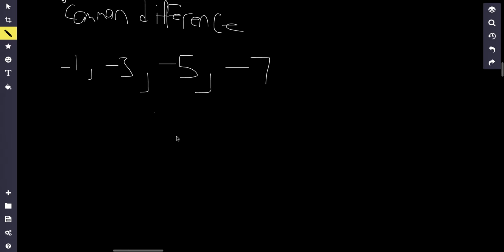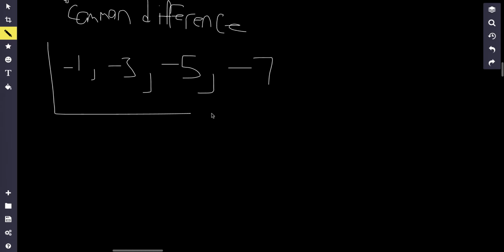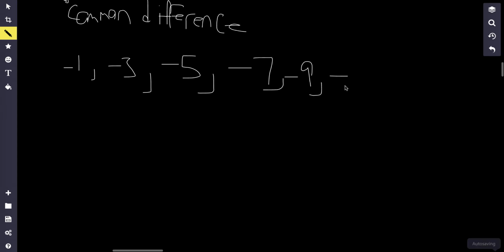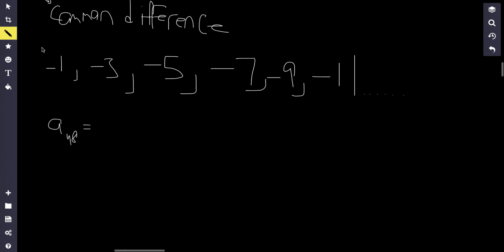Now, let's say we have an arithmetic sequence. Actually, let me use this as an example. Let's say this sequence goes on forever. All right, let's say this sequence goes on forever, and we're trying to find the 48th term of this sequence. So imagine this sequence went on forever, and we want to find out the 48th term. How do we do this?